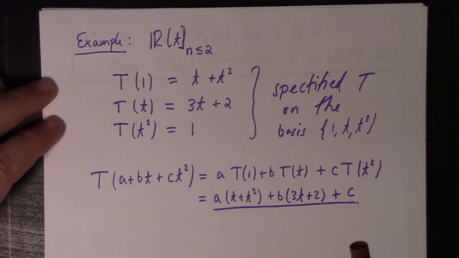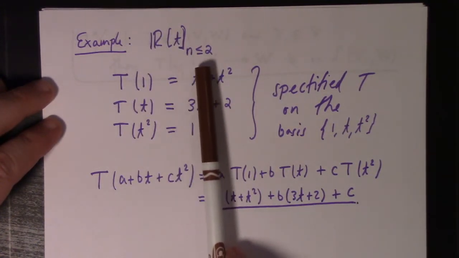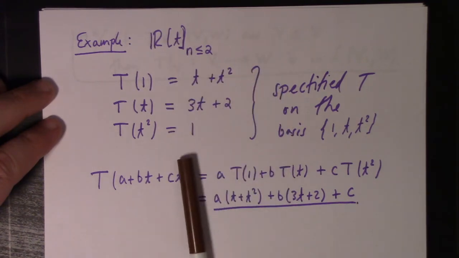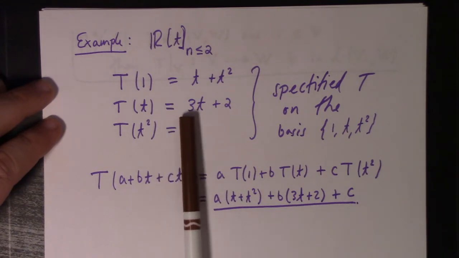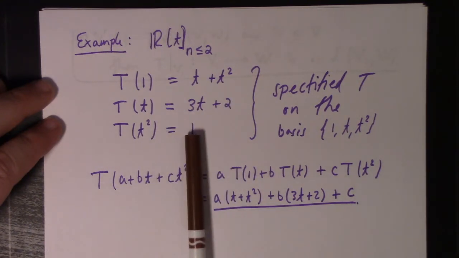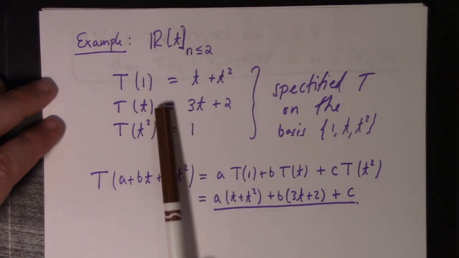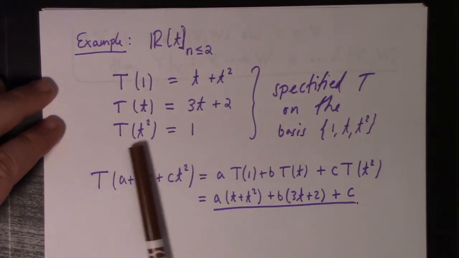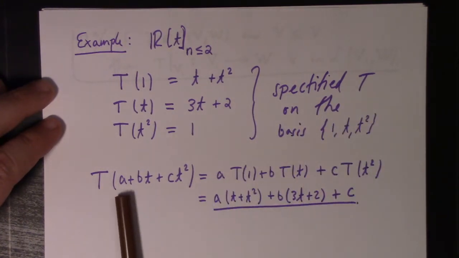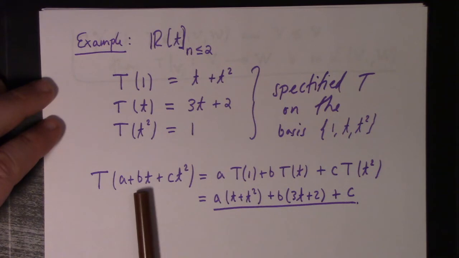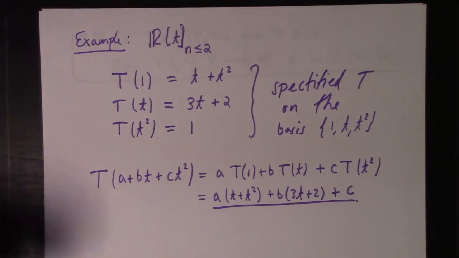Anyway, here's an example. If we look at the vector space of possibly degenerate quadratic polynomials, let's say, and I say T of 1 is t plus t squared, T of t is 3t plus 2, and T of t squared is 1. All I've done is tell you what the values of T are on the basis 1, t, t squared. But that uniquely defines what T can be if T is to be a linear map. Because if T is linear, that means that T of a plus bt plus ct squared is this, which is that. So that's it.